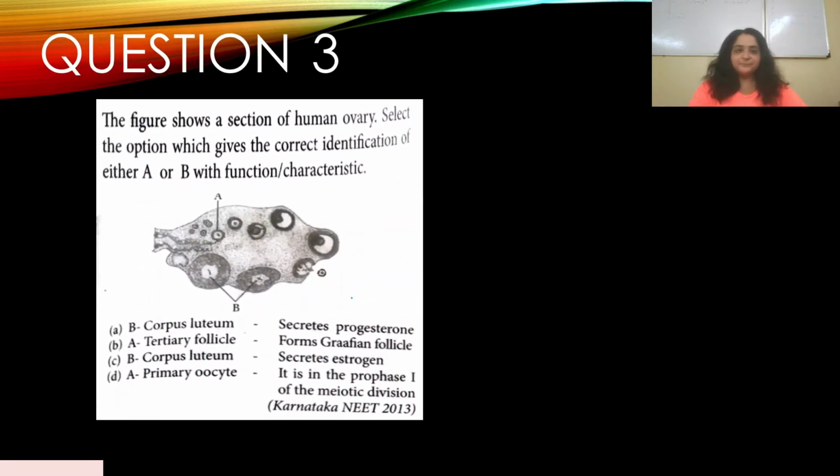Question number 3. The figure shows a section of human ovary. Select the option which gives the correct identification of either A or B with function or characteristic. Sapin Karnataka NEET 2013. So you have A and you have B here. We can see B is a corpus luteum actually. This diagram is taken from NCERT, so you need to know that. And A is actually a primary follicle.